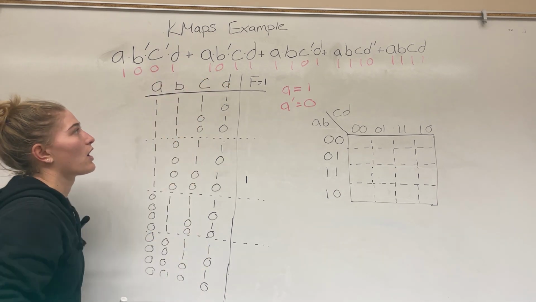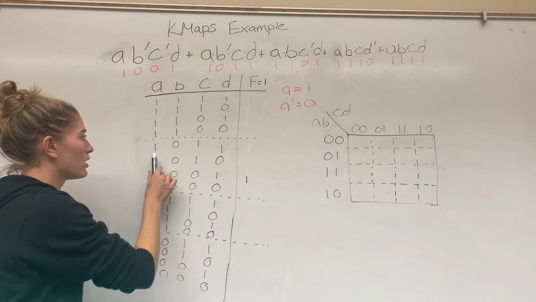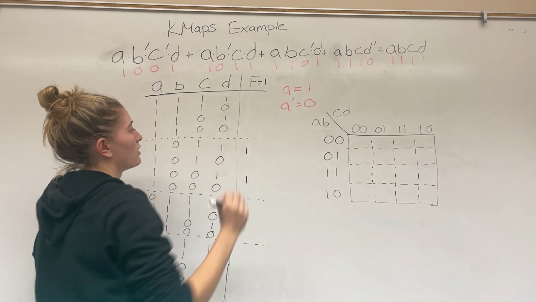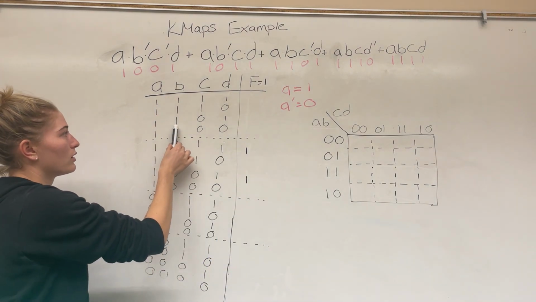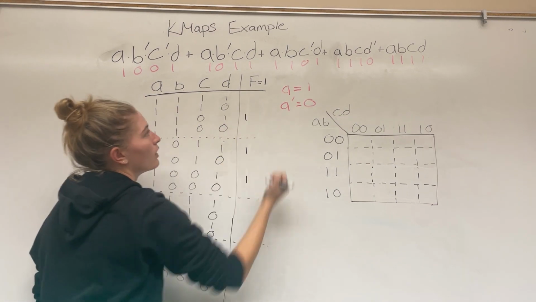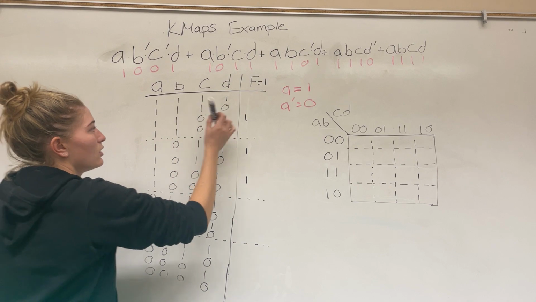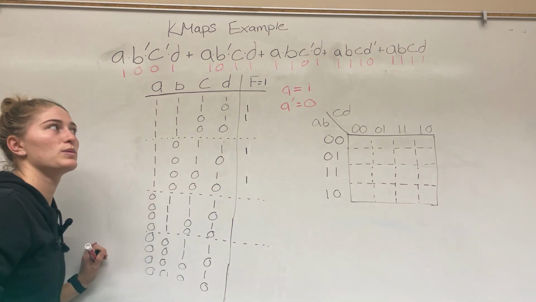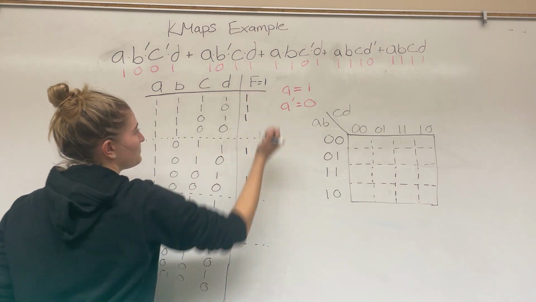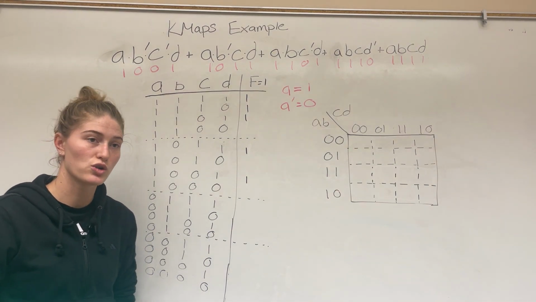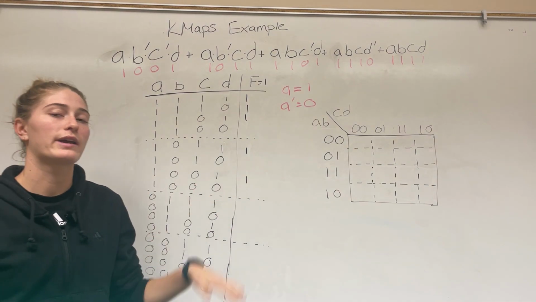Looking at our next term, we've got 1011. We'll put a 1 there. Next term is 1101, 1101 up here. Third term, 1110, that's three ones and a 0, which is right here. And our last term is all ones, which is our very first. So now that we have our outputs where F is true, we're going to transfer this onto our K-map.